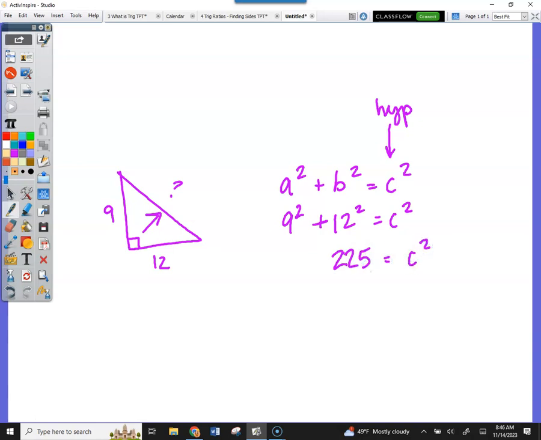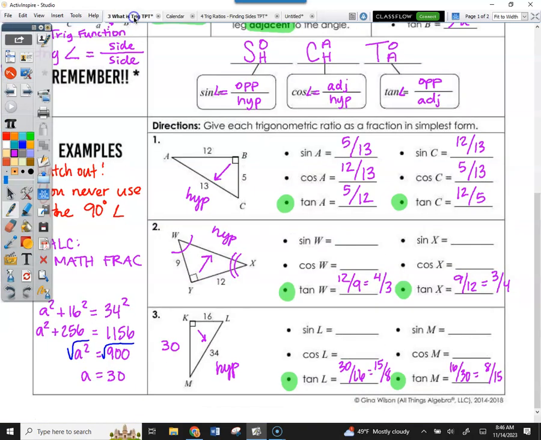And then you need to remember the goal with the Pythagorean theorem is to have c squared be just c, which means I need to square root both sides. The square root of 225 is 15. Now I can set up my trig ratios, knowing that this is 15. By the way, just in case, I need you to start noticing this. It makes life easier. 9, 12, 15.